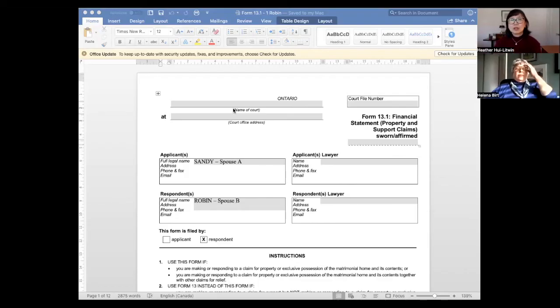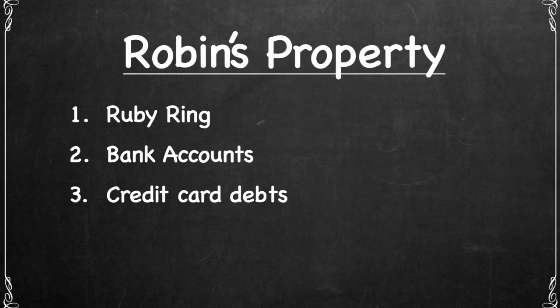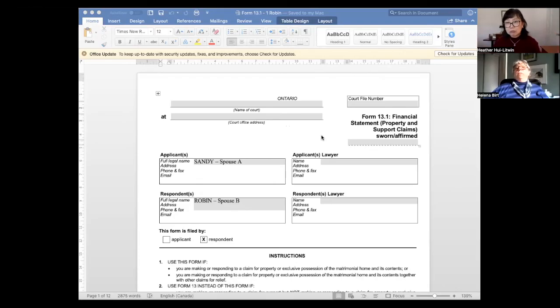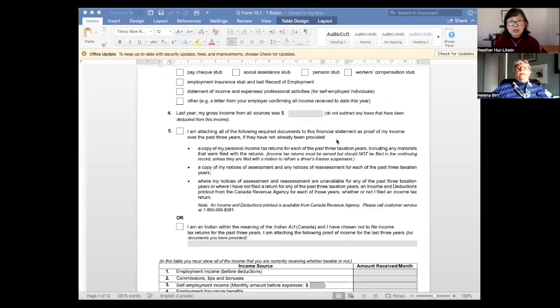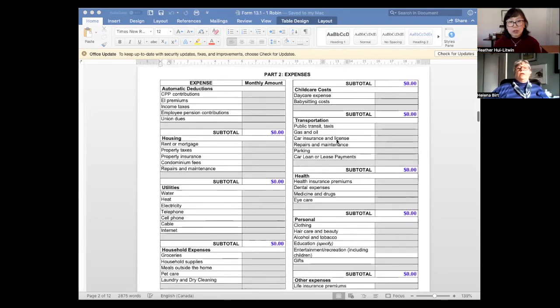Okay, so this is Robin's form, and Robin's situation should be fairly straightforward because they only have a ring and they have a bank account, and that's it. Why don't you scroll through the financial statement? I think that would be the best way. Yeah, so let's just quickly go to the financial part.